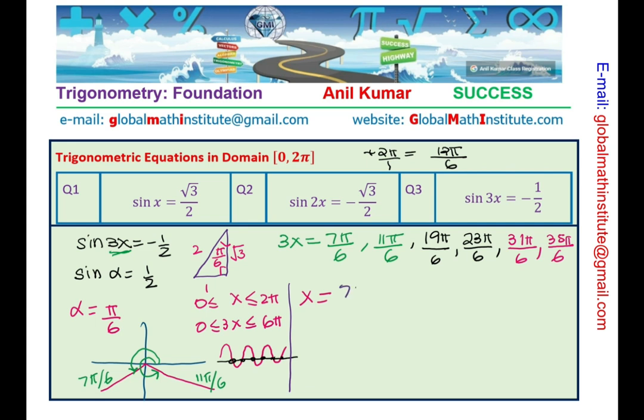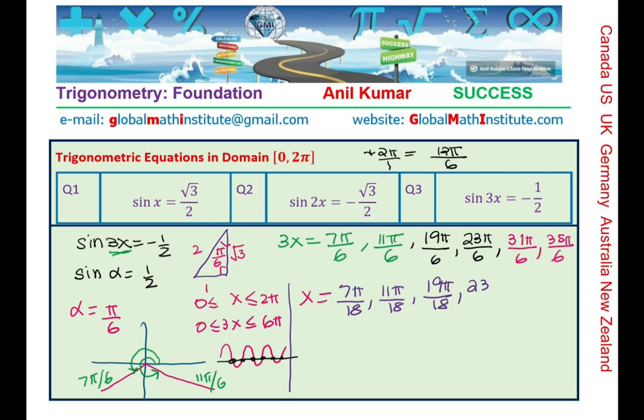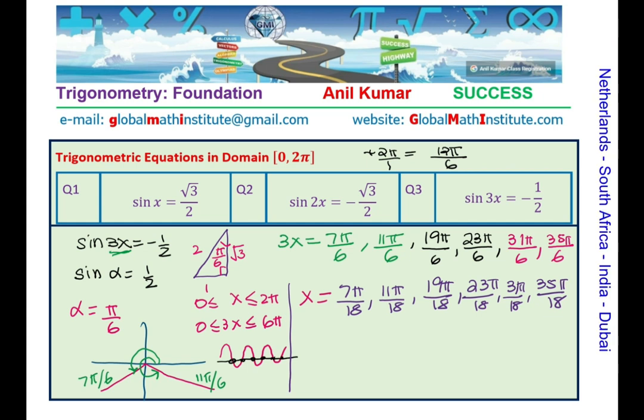So 7 pi by 18, you can write 18 in the denominator. 11 pi by 18, 19 pi by 18, 23 pi by 18, 31 pi by 18, and 35 pi by 18. You see, 35 pi by 18 is pi by 18 less than 2 pi, correct? So all these answers are within 0 to 2 pi.